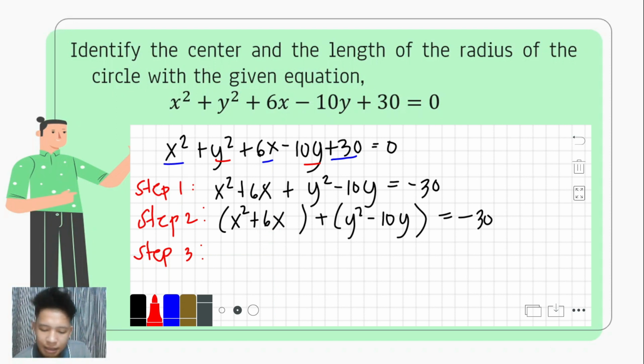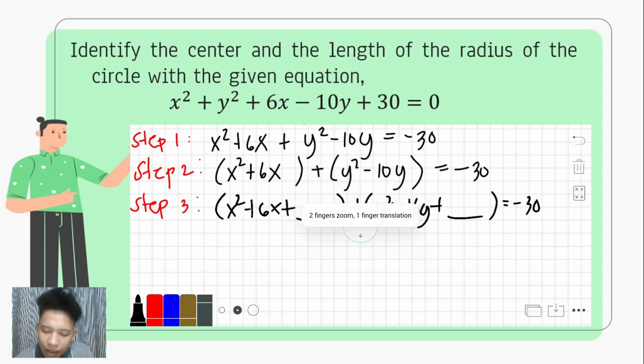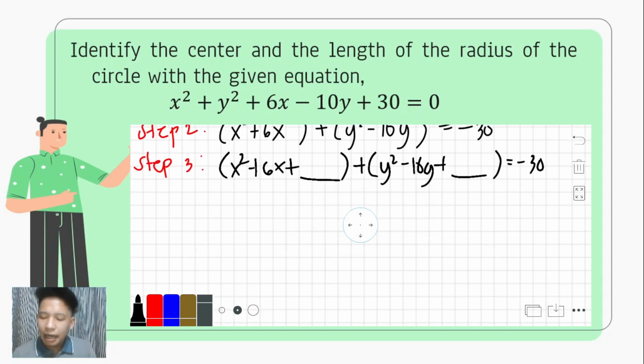Okay? So in this sense, we'll be having x squared plus 6x plus a certain value plus y squared minus 10y plus a certain value equals negative 30. Okay? So now, ano po yung ating i-add? Ano po yung ating i-add dun sa ating mga groups? So that would be 6x, or that would be 6 divided by 2. That is 3. And then we are going to square it. So the answer would be positive 9. So we're going to add here 9.